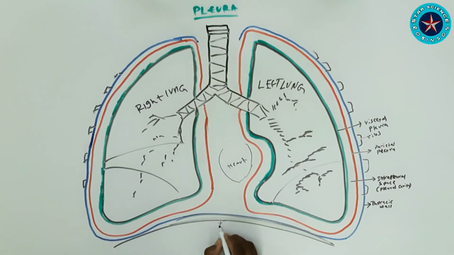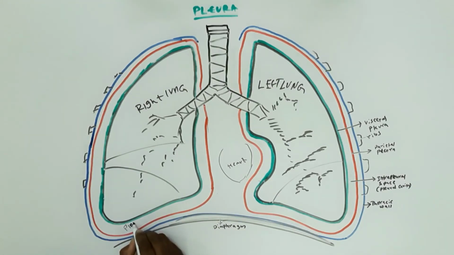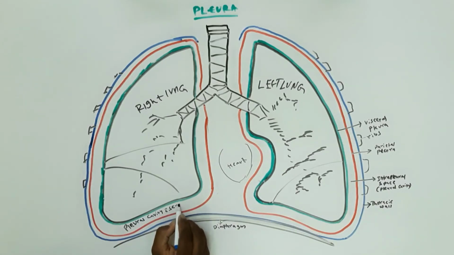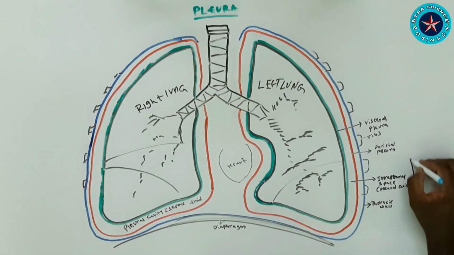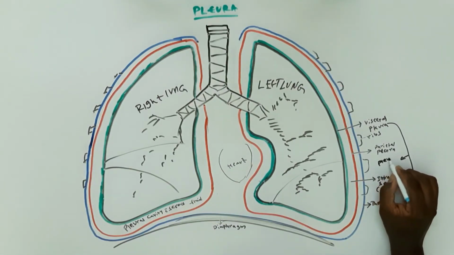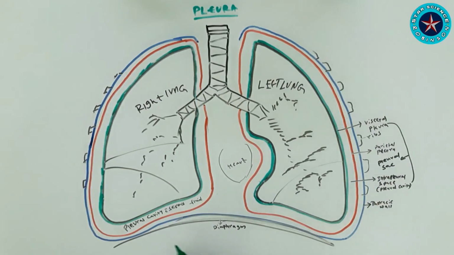This is the cardiac notch where the heart is present. Now we are seeing the diaphragm below the lungs. This is the space filled with fluid, that is the pleural cavity or intrapleural sac. Altogether, the visceral and parietal pleura are called the pleural sac. The inner layer is covered all over the lung and into the fissures, except the hilum, and from there it continuously connects to the outer layer, that is the parietal layer.